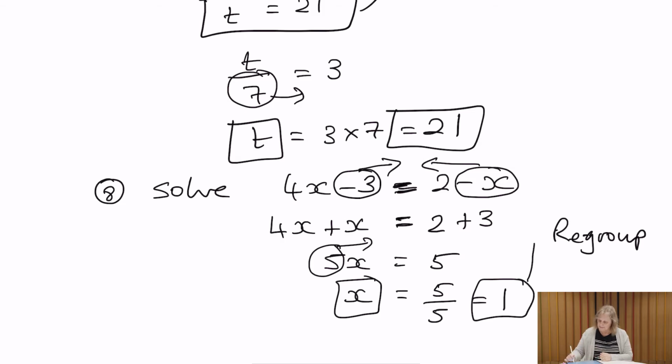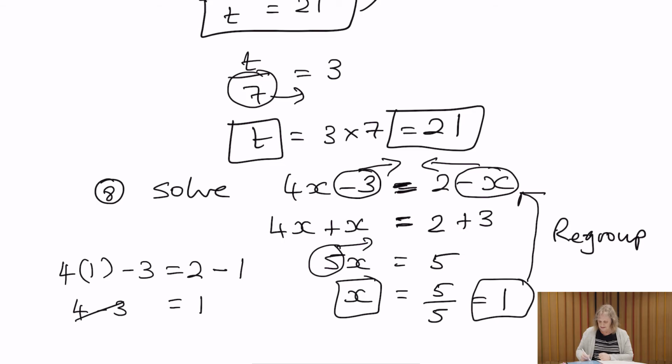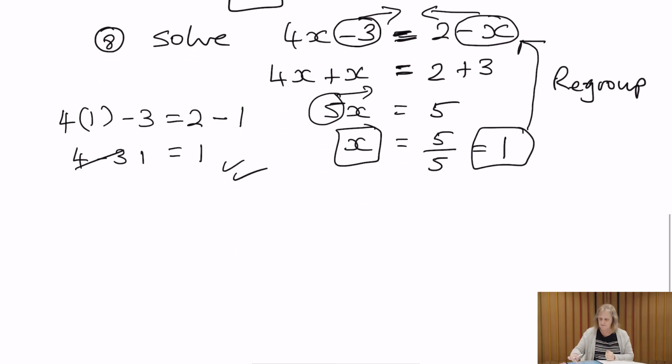Again, plug this back in to the equation. 4 times the value of x, times 1. We can normally write it using brackets and parentheses here. Subtract 3 is equal to 2 subtract, and our value of x is 1. We want to see if this balances. So 4 times 1 is 4, subtract 3. 2 subtract 1 is going to give us 1. So 4 subtract 3 is 1. So yes, it balances. Whenever you're solving equations, you can always plug your answer back into the original equation and make sure it balances to know that you've got the correct value.